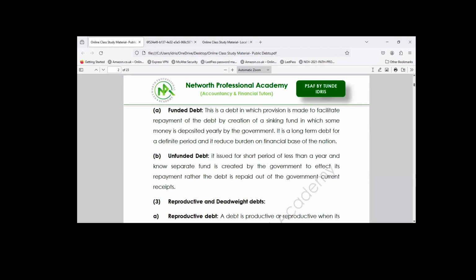The purpose of that sinking fund account is so that when they start repaying the loan, the debt, they will be taking the money from the sinking fund account, not from their own current account. It's going to ease their burden. They have created a provision that they will be using to pay the debt, which is that sinking fund account, because that sinking fund account too will be generating interest. That is funded debt. What we mean by that is it's a long-time debt borrowed by government, where a sinking fund account is created to facilitate its repayment.